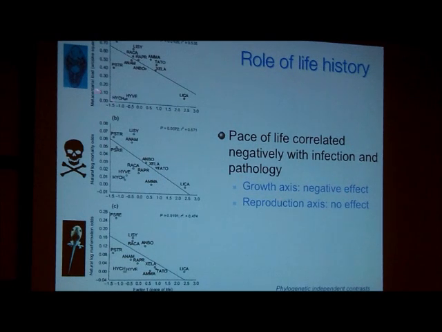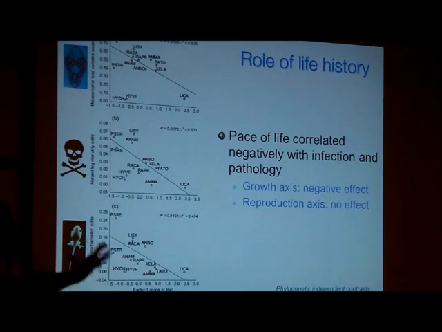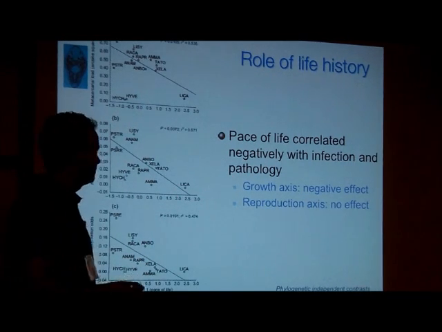Okay? And that shows a negative relationship with all three responses, suggesting that these fast-paced species over here, on the left side of the x-axis, are more likely to support infection. They're more likely to die, and they're more likely to become malformed. Whereas these slow species over here on the right are getting less infected, and they're less likely to show pathology.